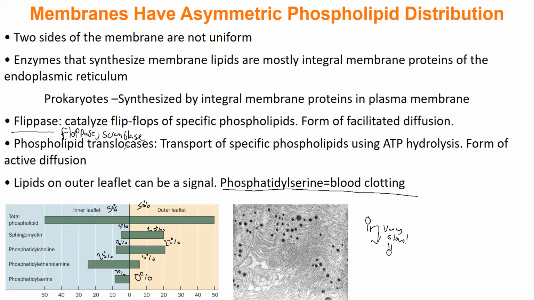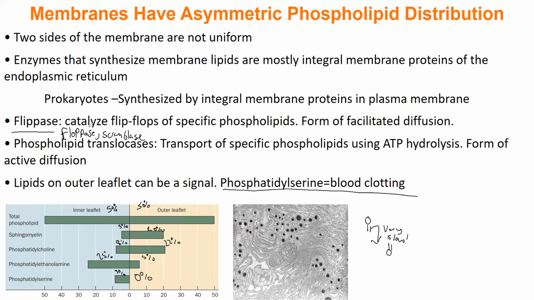You also have phospholipid translocases. Now these use ATP. So this is when you are moving against a concentration gradient. For example, sphingomyelin, if you want to move that from the inner to the outer, you're going against natural diffusion, because normally you would want to be on the inner side, since this has a high concentration there. So you would need to spend ATP to move that to the other side.